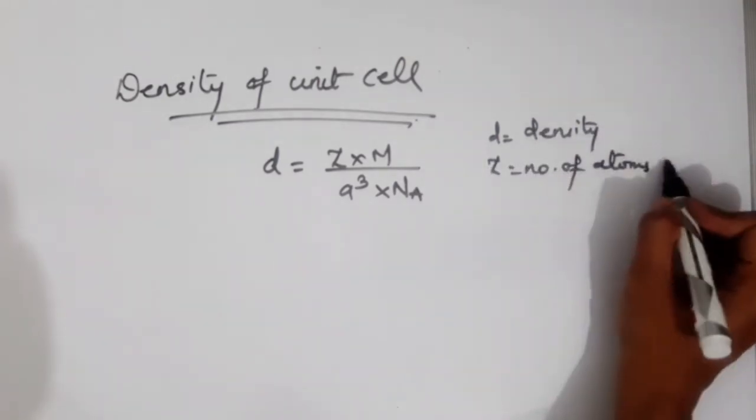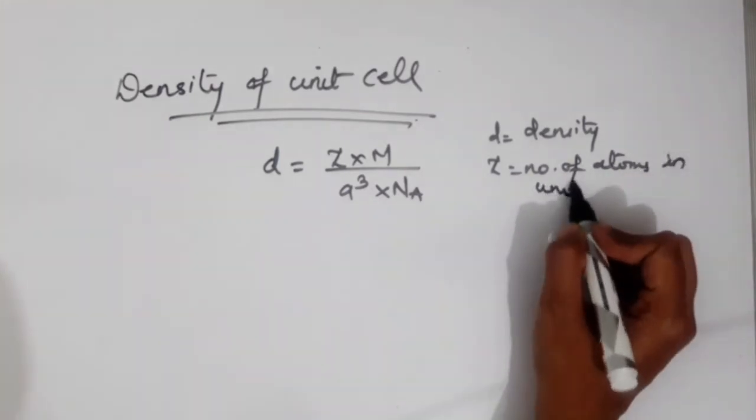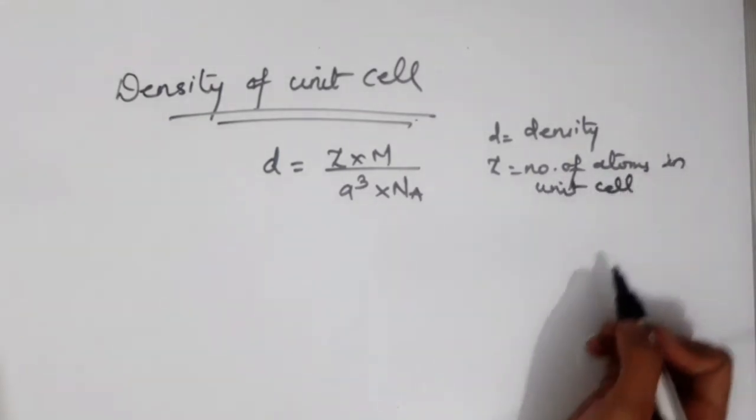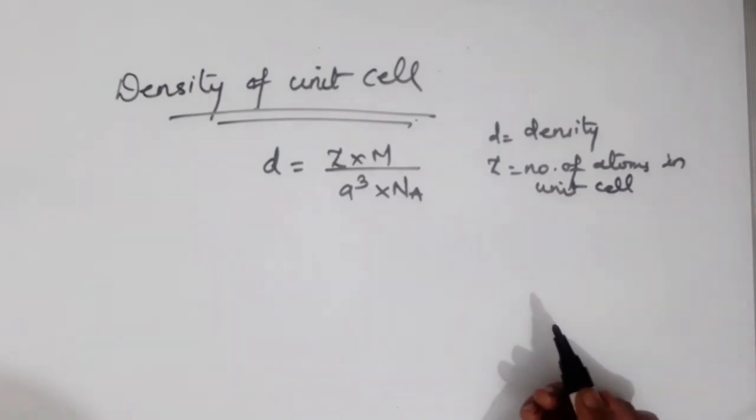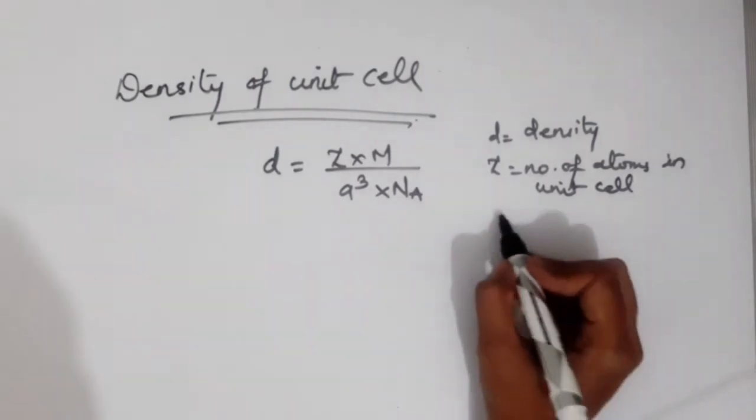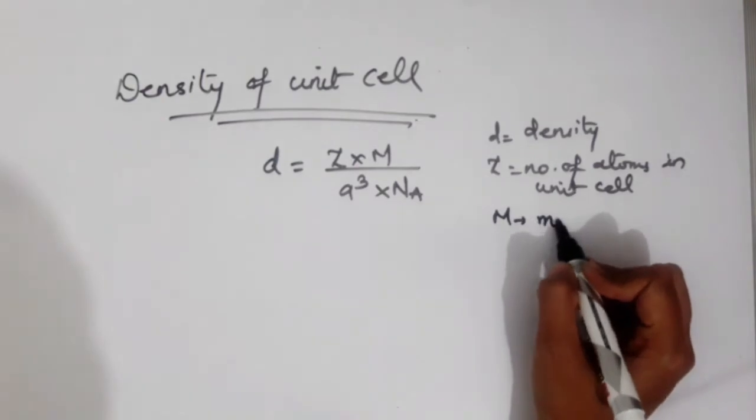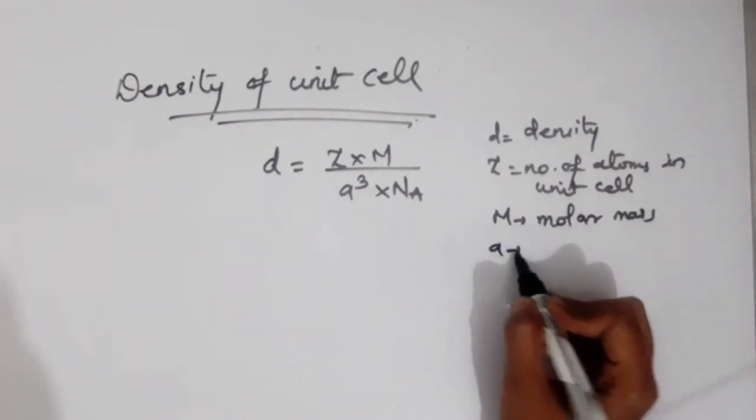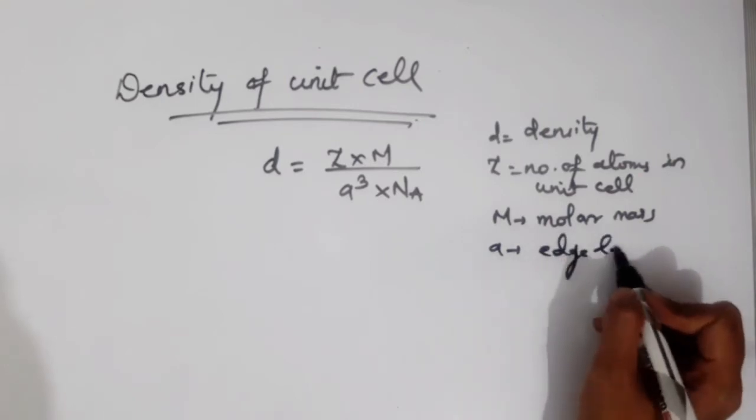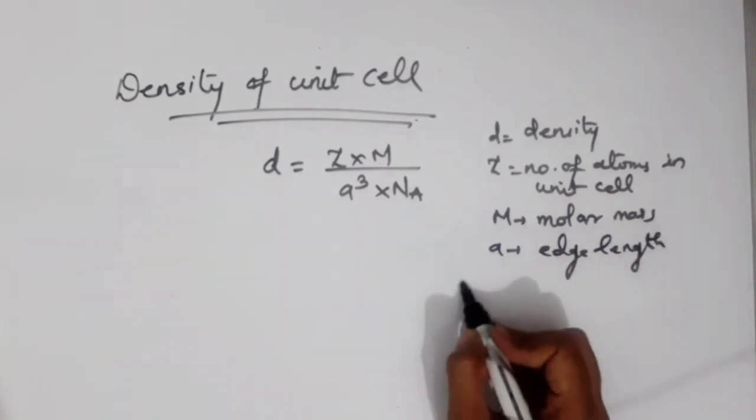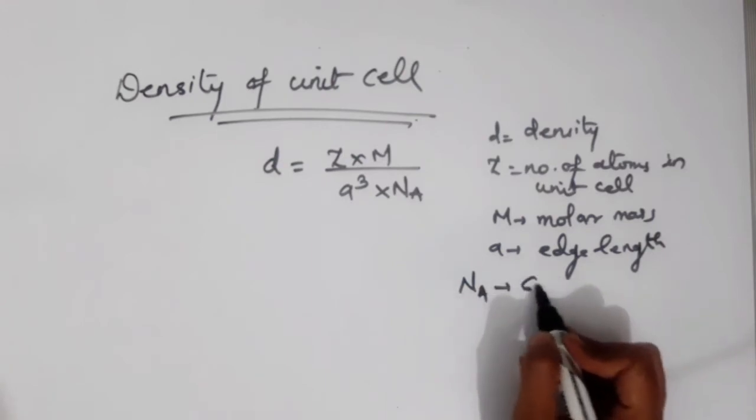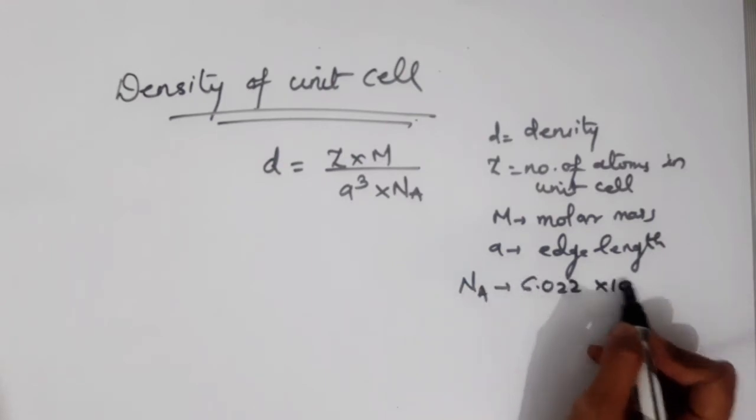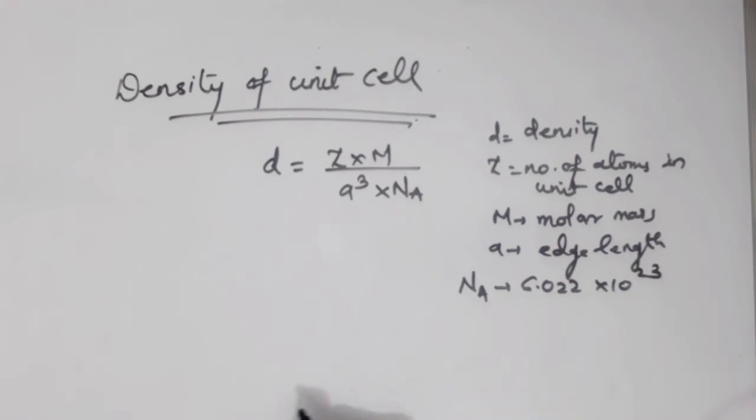Z is number of atoms in unit cell. So suppose you have SCC, then number of atoms is 1, for FCC you have 4, and for BCC you have 2. M is molecular mass of that element, a is edge length of unit cell, and Na is Avogadro number, and this is equal to 6.022 into 10 to the power 23.